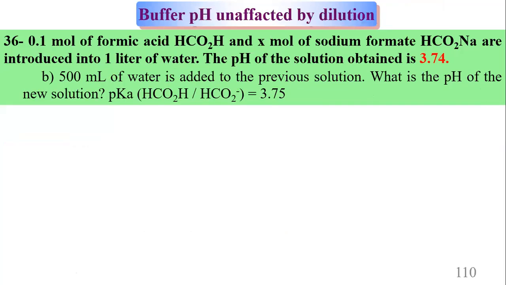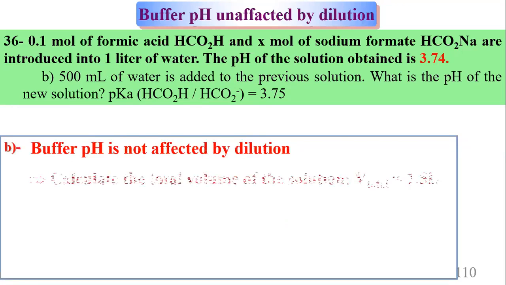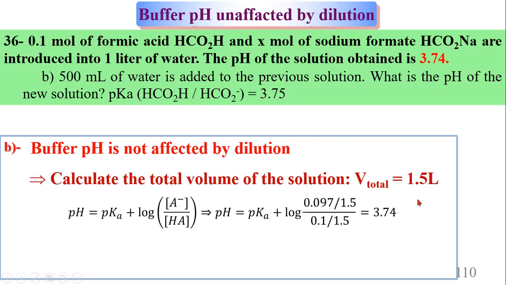Next. Part B of this question, they said, if I add 500 milliliters of water, what happens to the pH? From now, guys, and always, a buffer solution is not affected by the volume of that solution, okay? And I'm going to prove it to you. So if it's not affected by dilution or volume, let's see why. The volume before was 1 liter. If I add to that 500 milliliters, now I have a new volume, which is 1.5 liters.